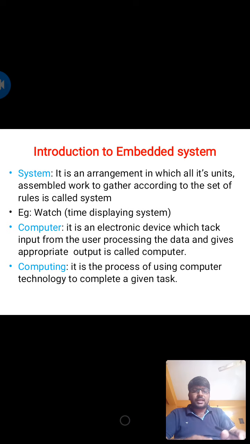A system is defined as an arrangement in which all units are assembled and work together according to a set of rules given by the user. According to the set of rules given by the user, the output is coming. That is basically called a system.